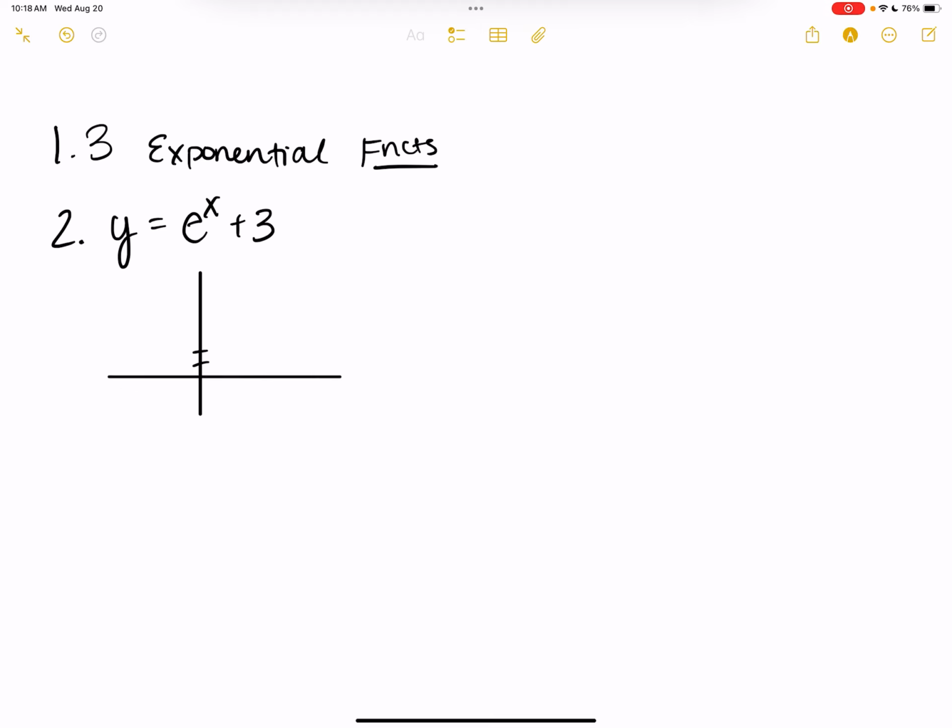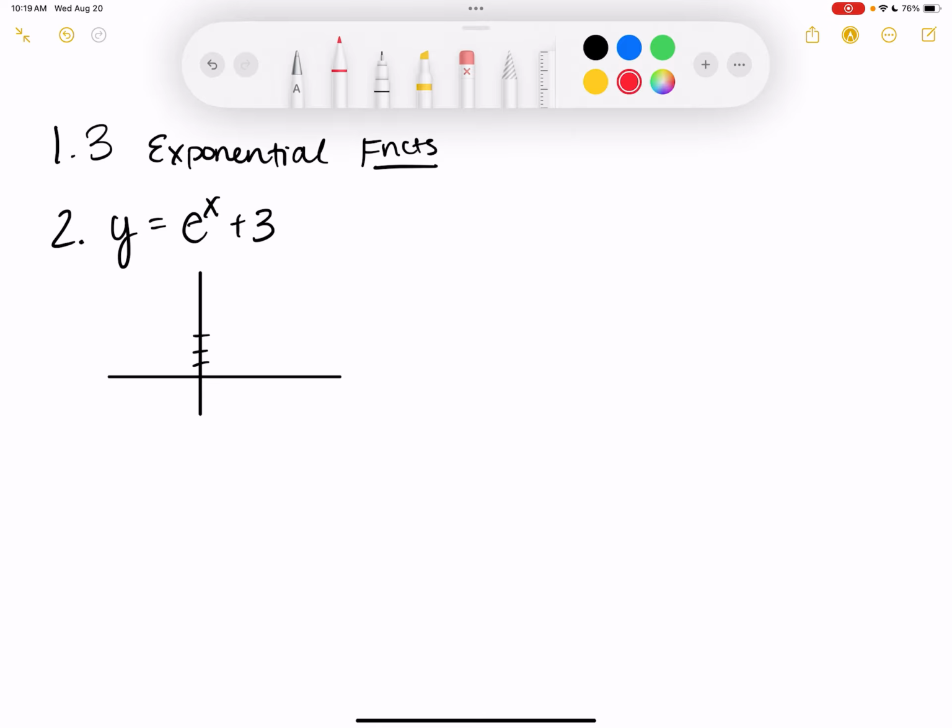Basically, we would have a horizontal asymptote at 3 that we're not crossing. And so then our graph would come up and go through the point (1, 4), because normally it goes through (0, 1). And so it would look something like that.